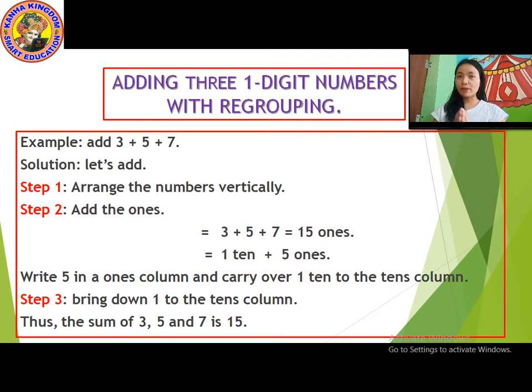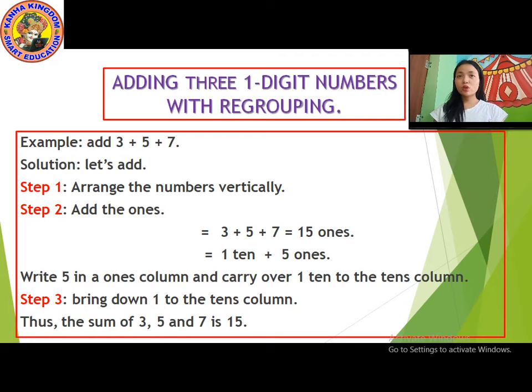Okay, student. Now after doing this, step 3 is to bring down 1 ten to the tens column. The 1 ten that we carried over in the second step to the tens column, in the third step we should bring down that 1 ten to the tens column. Thus, at last we conclude that the sum of 3, 5 and 7 is 15.